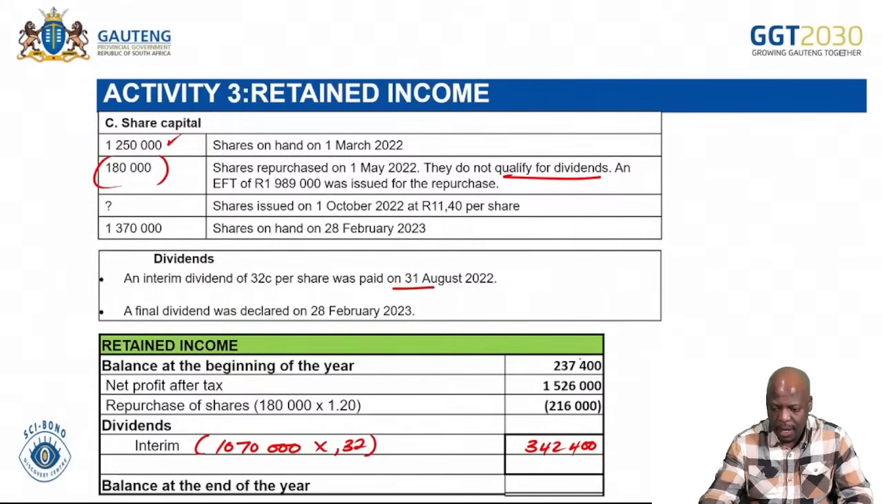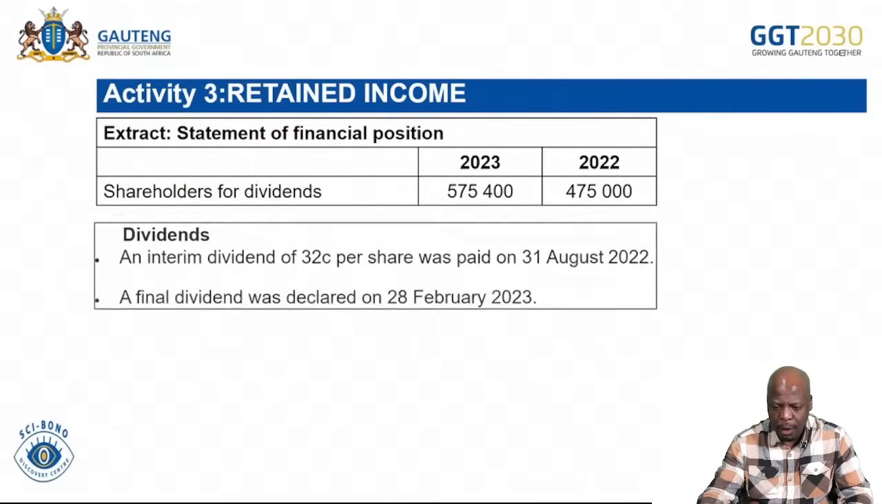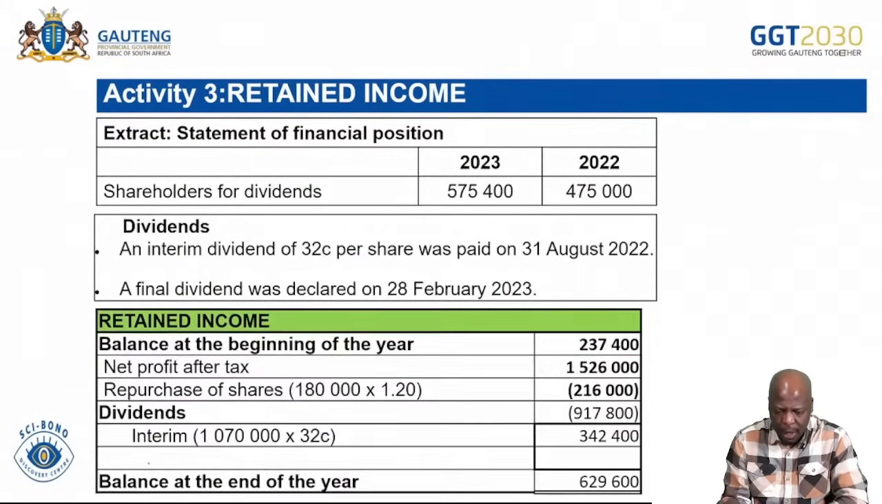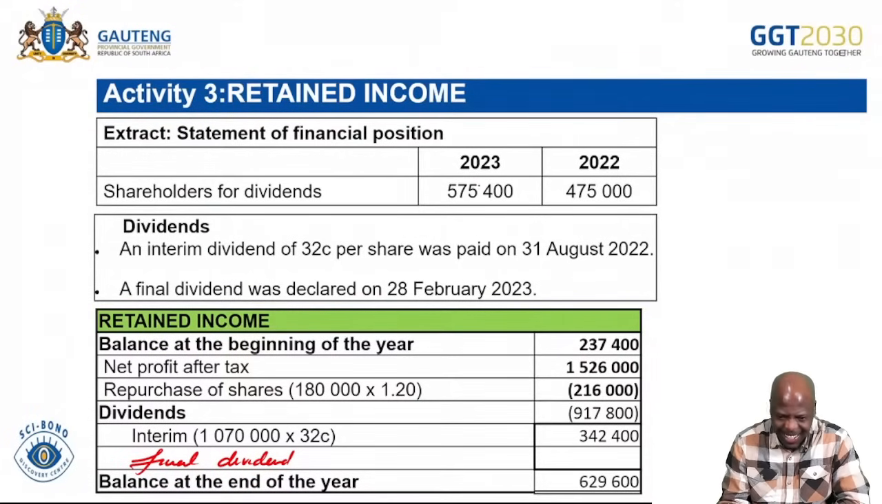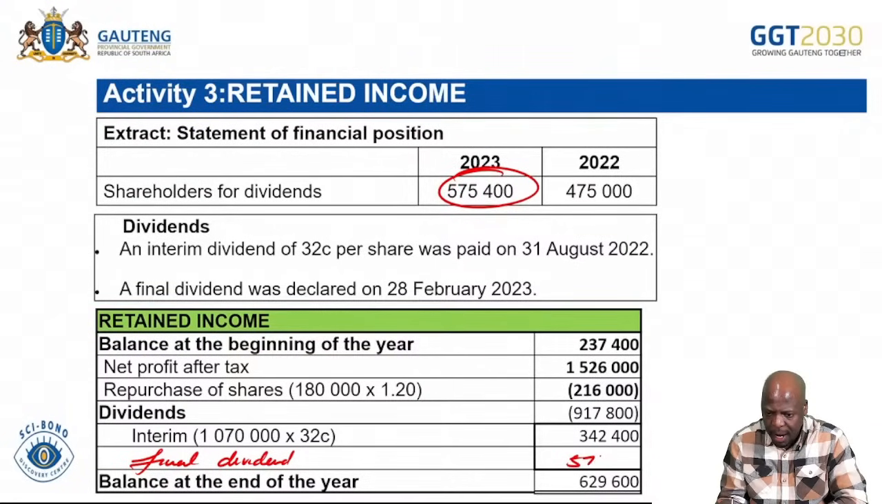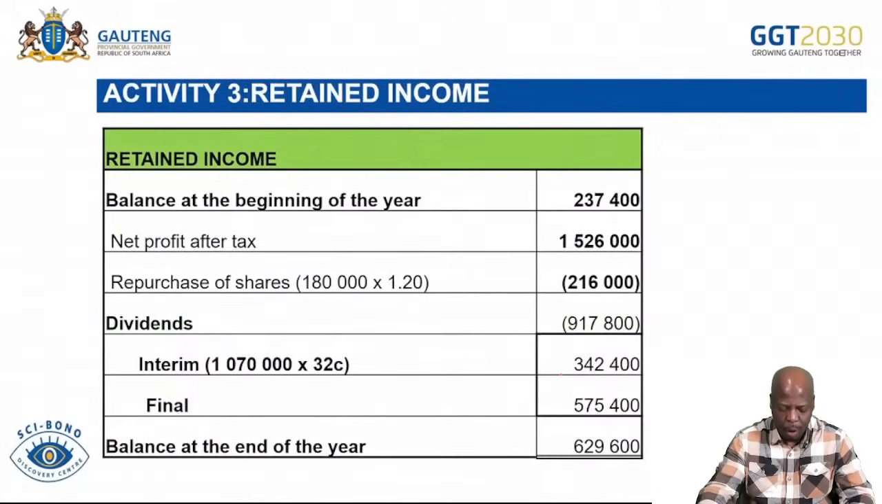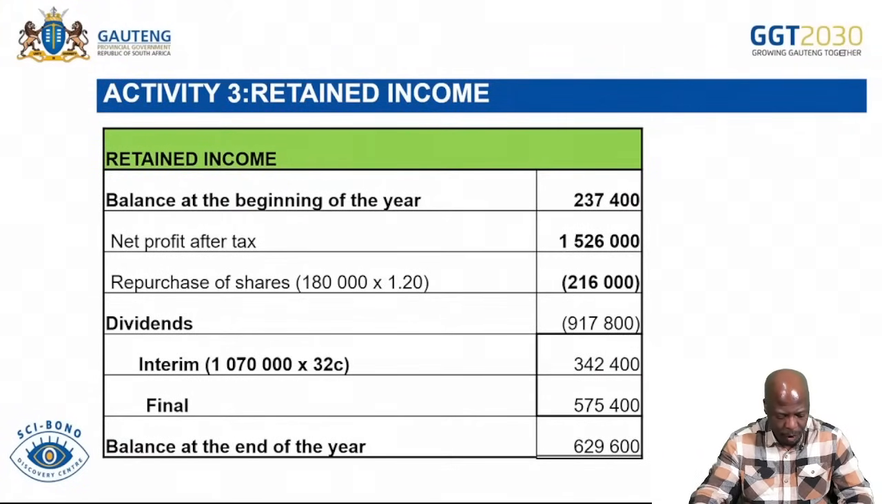And then we would conclude by bringing in our final dividends. Our final dividends are for shareholders. That one is a piece of cake. It's just going to be your 575,400. And then when you add these, it gives you those two there. And that concludes your retained income note.